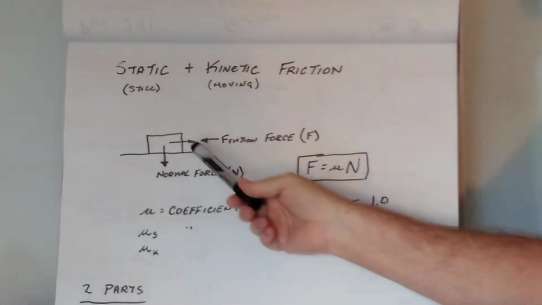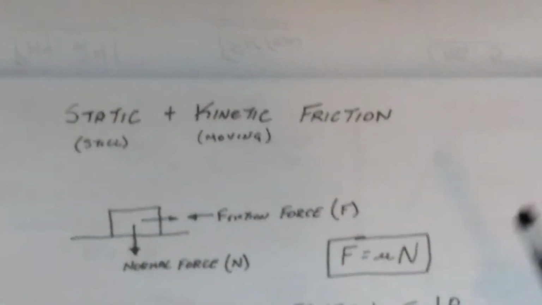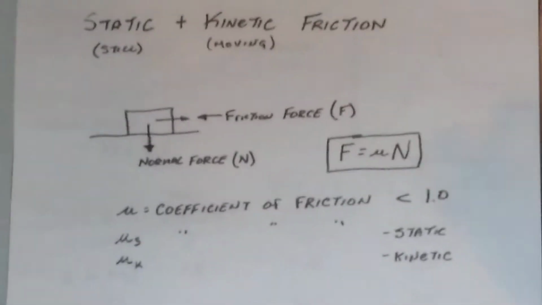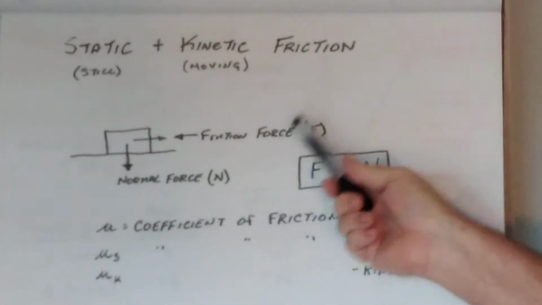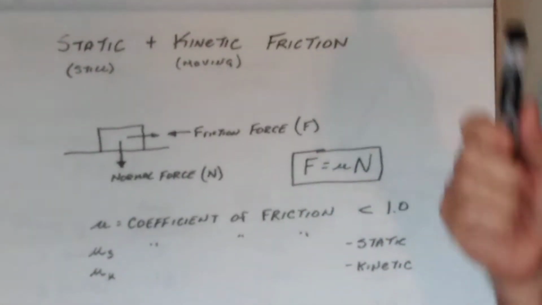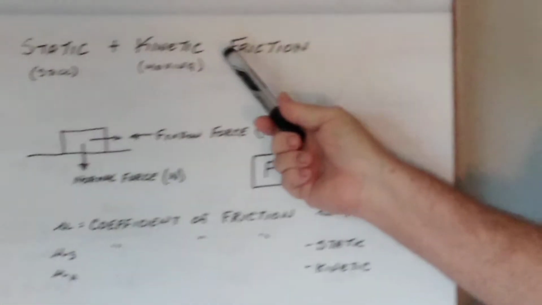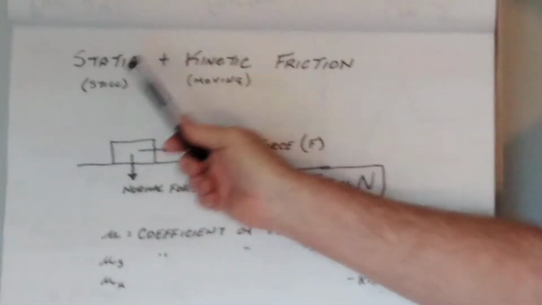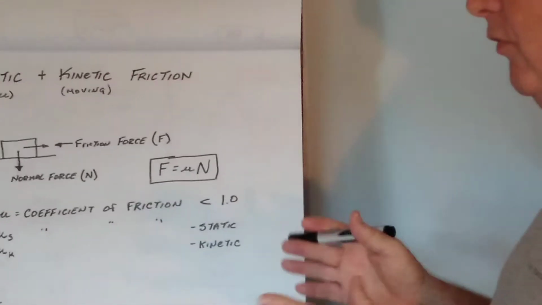If we look at a block, static friction is the amount of friction that's needed to start this block moving, at the very instant it moves when it gets pushed. Kinetic friction is the amount of friction that's generated once the block is moving. So static is to get it started, and kinetic is to keep it moving. And as you would suspect, static friction is normally greater than kinetic friction. It takes a larger force to move an object that's completely still than it does to move an object that's already in motion.